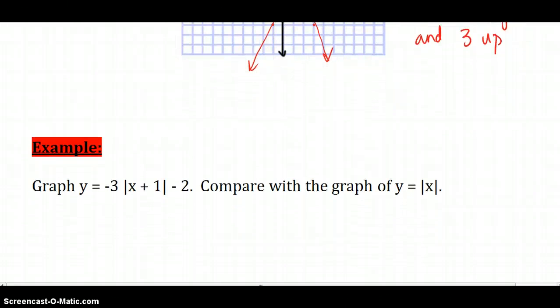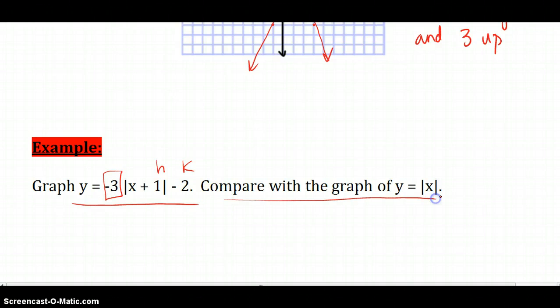So the example I want you to do in your notes is similar to the one we just did. I want you to graph this. It's translated horizontally and then down 2. And this negative 3 changes the slope of your graph. And then in the end, I want you to compare it to the original graph of y equals the absolute value of x.